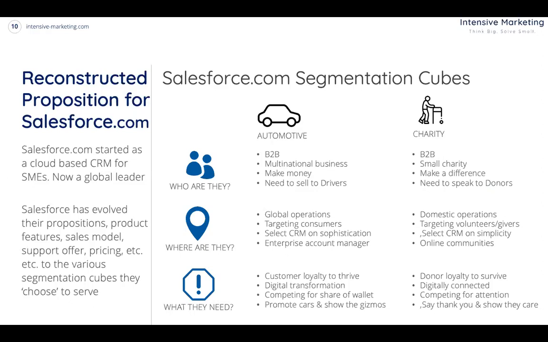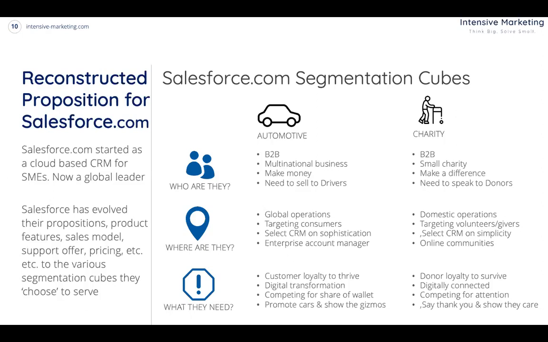And I've taken two markets I know they operate in. One is automotive and one is charity. And as you can see here, against who they are, there are some similarities and differences. Whilst this is a business-to-business proposition, one is for a multinational, yet one is for a small charity. One's needs, aims and outcomes are to make money and sell to drivers, whereas one's outcomes and aims are to make a difference and to speak to donors.